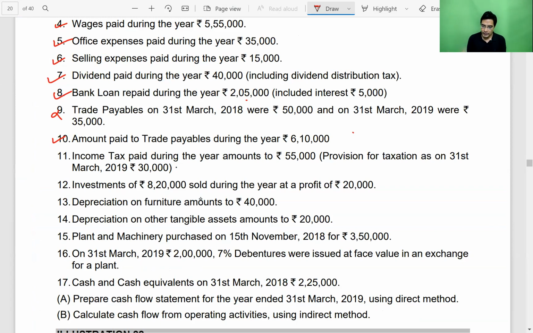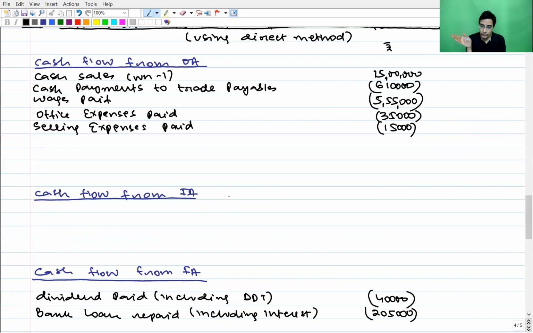Then income tax paid during the year, 55,000. Provision for taxation is of no use in direct method. In direct method, from the transactions which fall under the heading of operating activity, whatever cash has come in and whatever cash has gone out because of those transactions, directly you have to do addition and subtraction. Nothing else. The rest, all the things, ignore it. It's that simple. All right, sir.